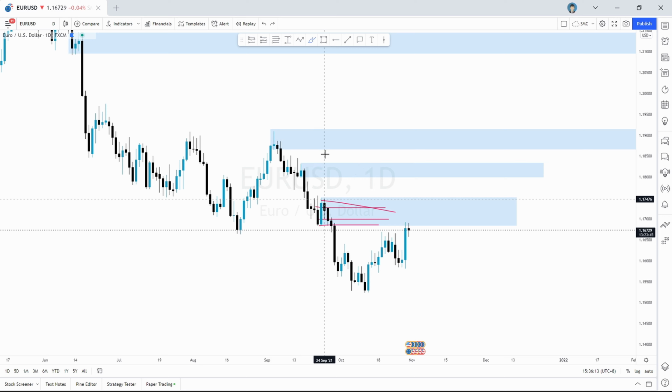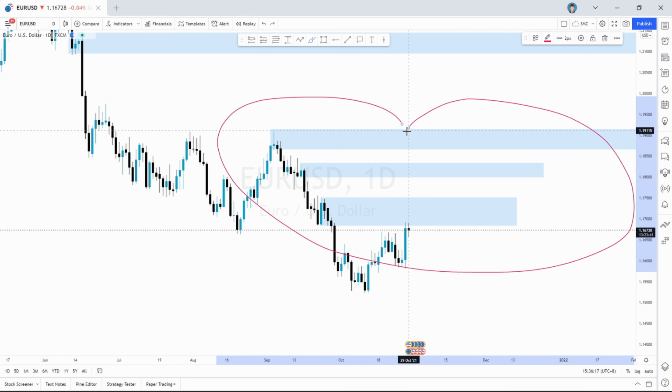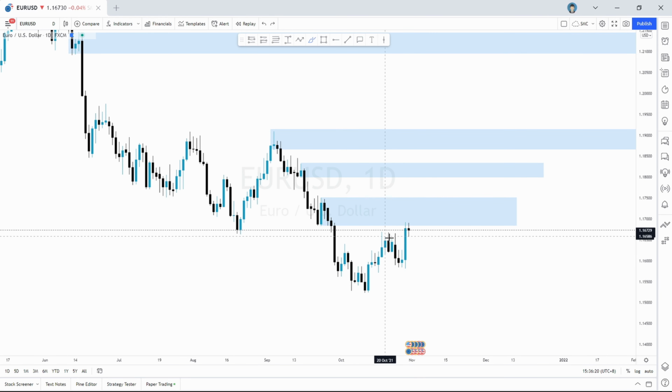Because again, currently we have 3 supply zones marked up. And it's up to you whether you take this trade blindly, like automatically putting a sell limit here, or you wait for confirmation in regards to Wyckoff.